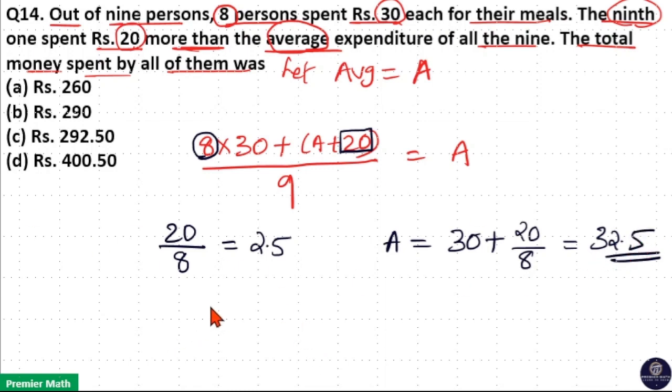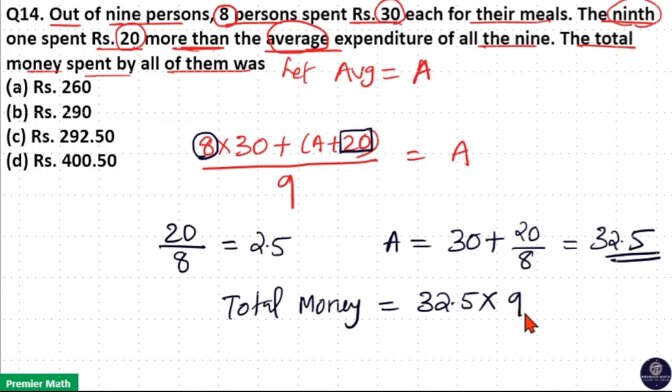Then total money spent is equal to average expenditure into total number of people 9, which is equal to 9 into 30, 270. 9 into 2.5. 2.5 can be written as 5 by 2. For 5 by 2 into 9, 5 into 9, 45. 45 by 2, 22.5. So 270 plus 22.5 is equal to 292.5. So option C is your answer.